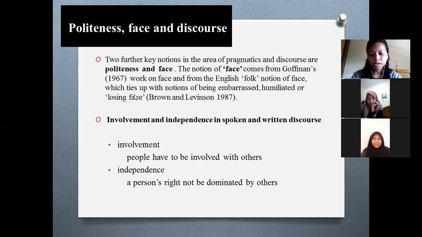And the independence part of face refers to a person's right not to be dominated by others, not to be imposed on by others, and to be able to act with some sense of individuality or autonomy. We do this, for example, by not presuming other people's needs or interests, by giving options, by not imposing on other people, and by apologizing for interruptions.